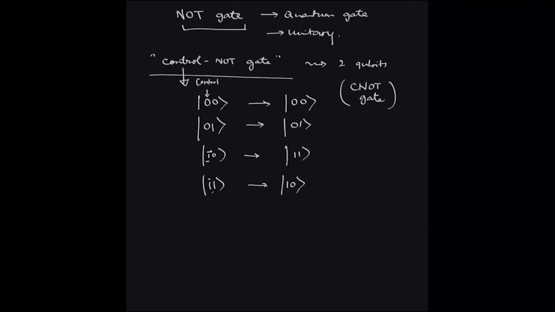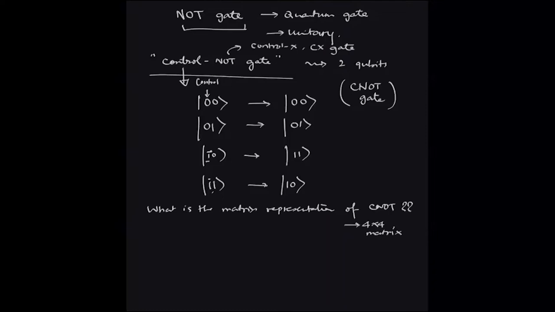Now, if I ask you, what is the matrix representation of C-NOT? It's clear that it should be a 4x4 matrix, right? Because now we have two qubits and it has to be a 4x4 matrix. Control NOT gate is sometimes also known as control X gate or CX gate. They are the same thing. So what is the matrix representation of control NOT gate? It's just 1, 1, 0, 0, and 1, 1 on the side. And everything else is 0.